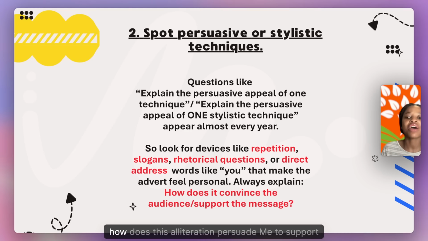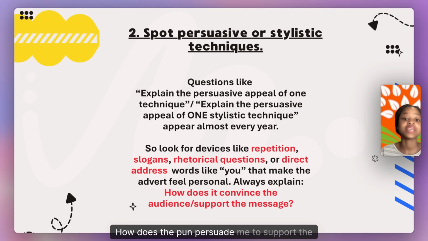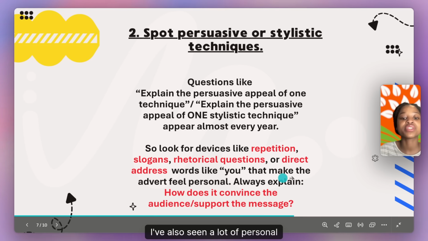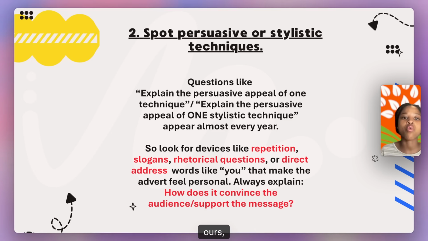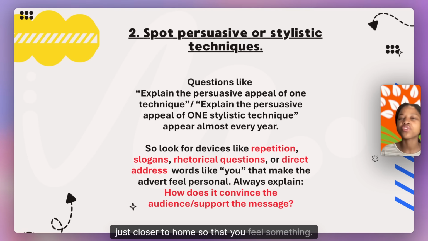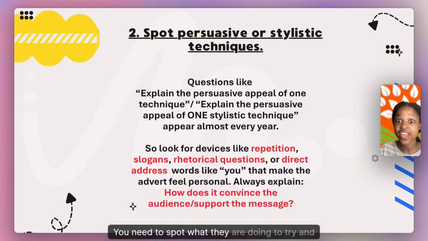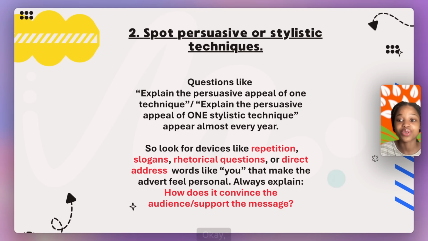So how does this alliteration persuade me to support the message? How does the pun persuade me to support the message? How does the you? I've also seen a lot of personal pronouns being used like you, ours, we. Doesn't that just feel personal? Sometimes they'll use that in ads to make it feel more personal and closer to home so that you feel something. It's that emotive language that makes you feel like you're a part of this mission and this message. Remember, that's the whole point of ads. You need to spot what they are doing to try and convince you.